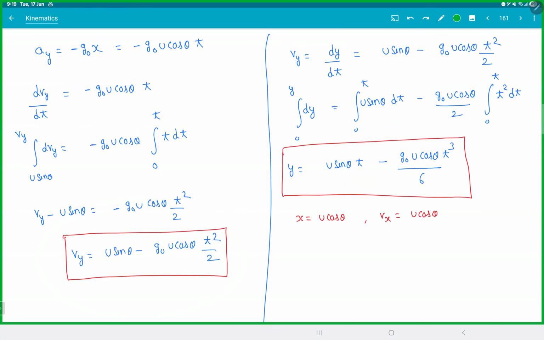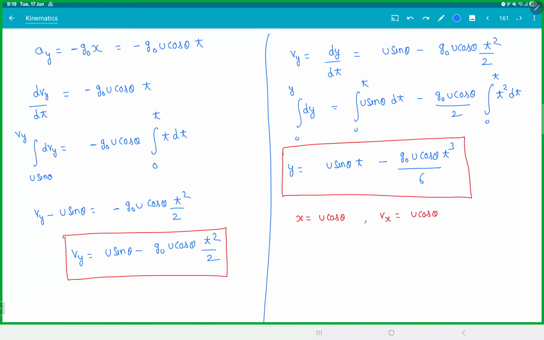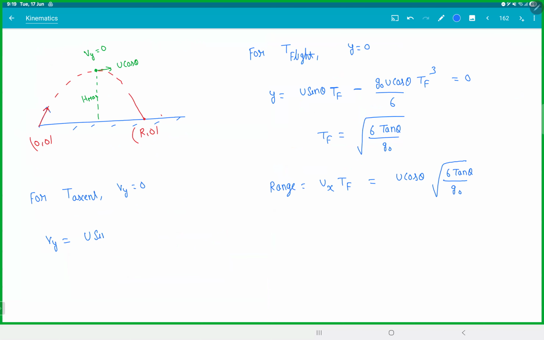So the thing is still the same. The way we derived the time of flight, in h max the idea is still the same. The equations are different though. So for h max, or you can say for time of ascent, Vy is 0. So Vy will be u sine theta minus g naught u cos theta time of ascent square by 2 equal to 0. So from here we will get time of ascent will be root over 2 tan theta by g naught.